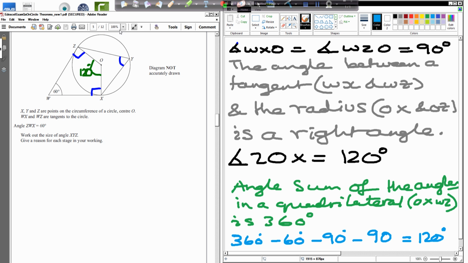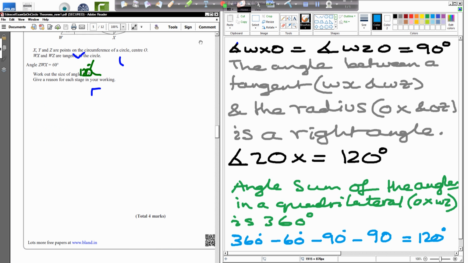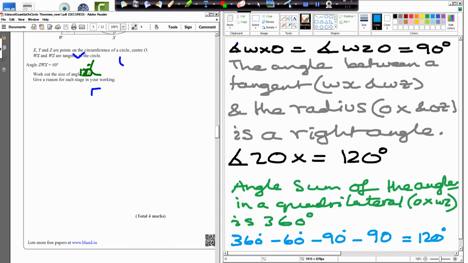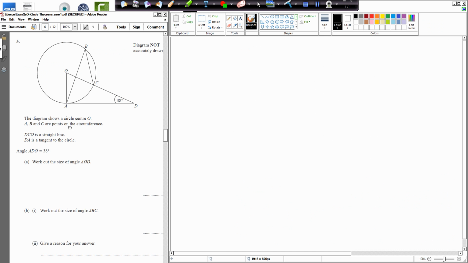Okay, let's go on to the next page. Let's clear that. Question number 5 now. Welcome back. The diagram shows the circle center O, A, B, C are points on the circumference. DCO is a straight line. DA is a tangent to the circle. Angle ADO is 38. Work out the size of angle AOD. That should be nice and straightforward.